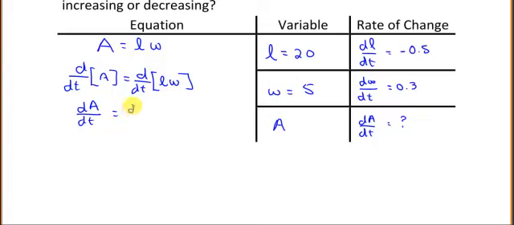So we'll have the derivative of L with respect to t times W plus L times the derivative of W with respect to t. And this will give us a formula for dA/dt, and now we just need to fill in the blanks. I'm going to use the units here just so that we can see we get realistic units.